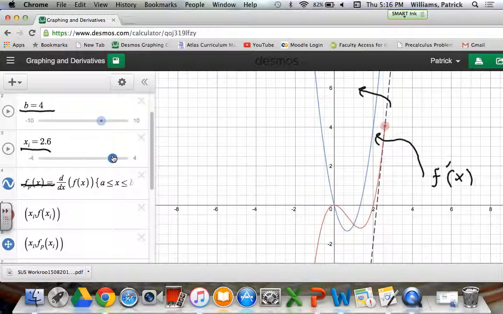So again, maybe rewind this video a couple times and see this if it's still confusing, or come tomorrow in class with questions and we can go over it a little bit more. But generally, I've found that students find it harder to graph a function from a derivative than to graph a derivative from a function.